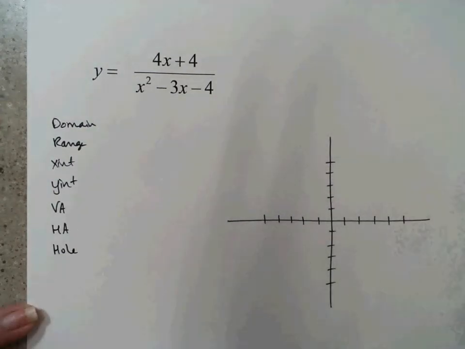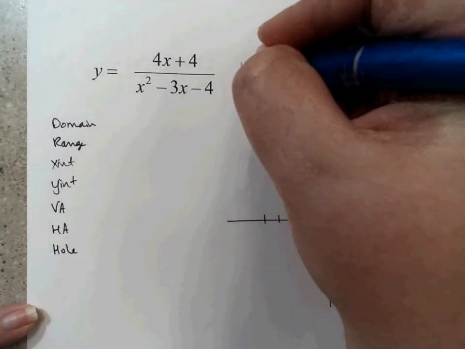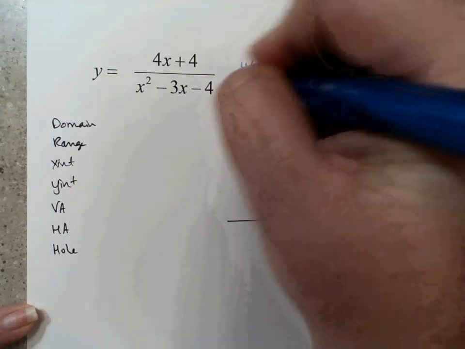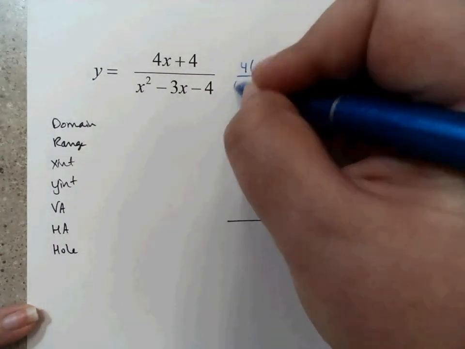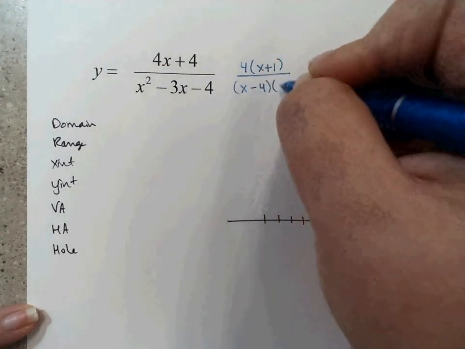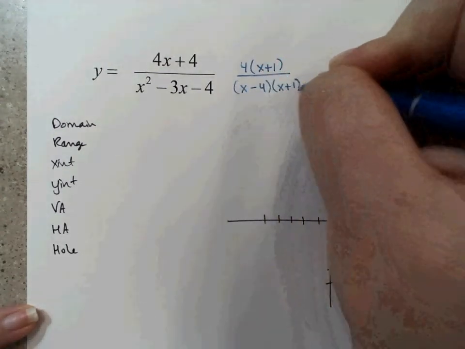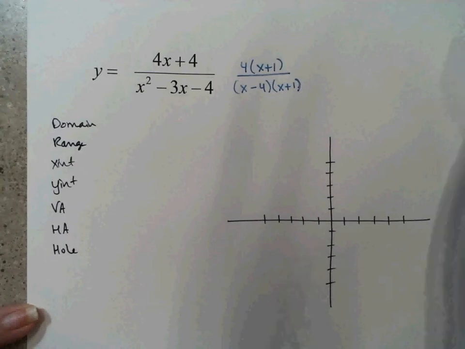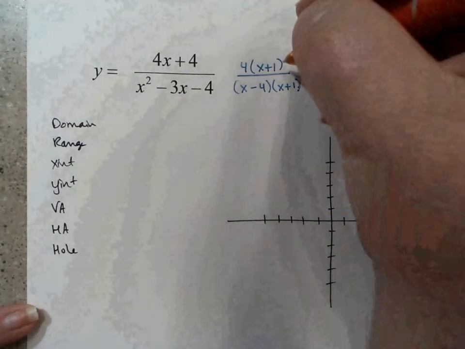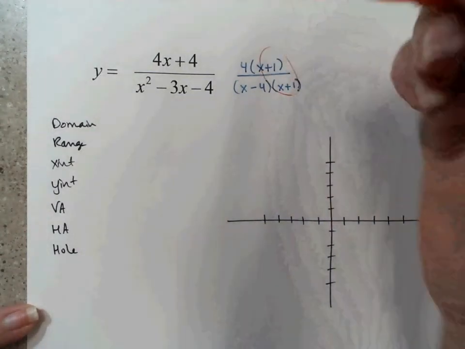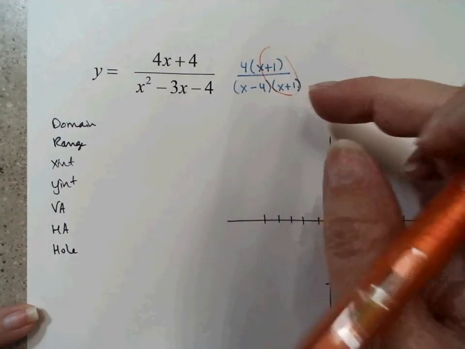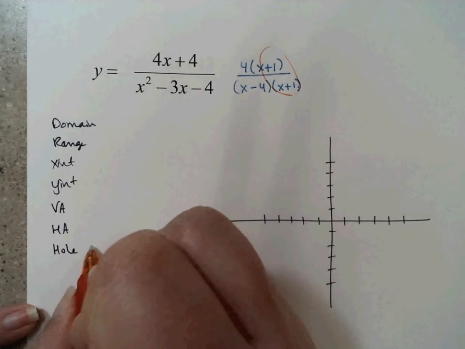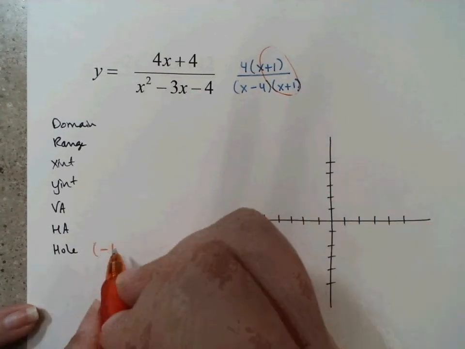I'm going to go ahead and factor the numerator, or actually factor the whole function. So I'm going to factor out a 4 and I'm left with x plus 1 in the numerator. In the denominator, I'm looking for the factors of negative 4 that add up to negative 3, so I'm thinking negative 4 and positive 1. So let's start identifying what things are. X plus 1 is a common factor, right? And it's the same number of x plus 1s in the numerator and denominator. So that means there is going to be a hole at x equals negative 1.